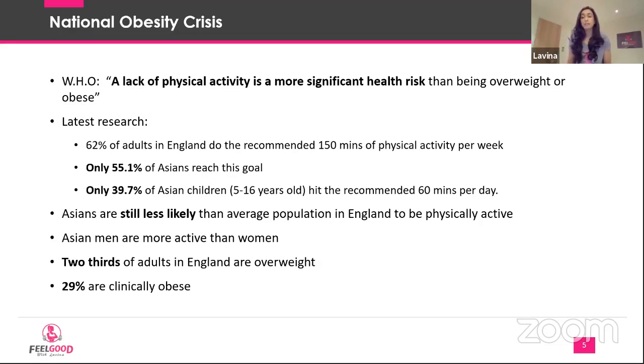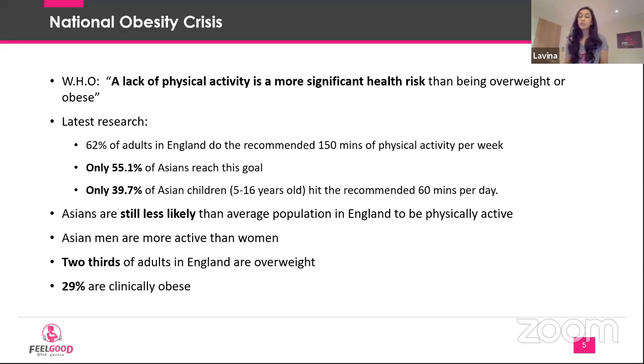I'm blessed that my children are quite sporty and active. They're all boys, so that probably helps. And I didn't even think that would be the case. Sending them to school, I just imagined they'd all be running around in the playground, but this just shows that maybe so many of our children aren't even hitting 60 minutes per day. So Asians are still less likely than the average population to be physically active. I mentioned that before, and I want to emphasize that, but overall, we're still less likely.